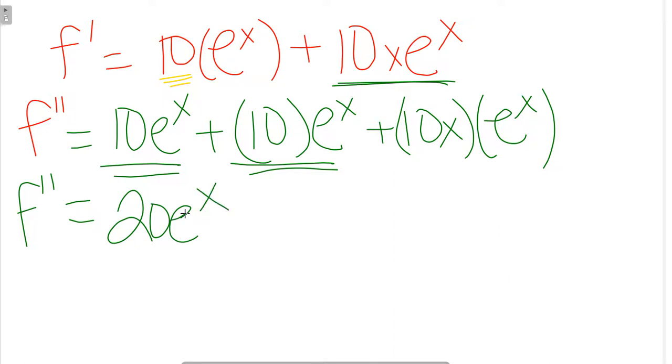Okay, now what else do we have? Anything else we can clean up? Not really, but we do have something else: 10x e to the x. So plus 10x e to the x. All right, that is our second derivative. That's harder than the entire problem, I swear to you. So now what do we care about? We care about when the second derivative is equal to 0 or when it's undefined.